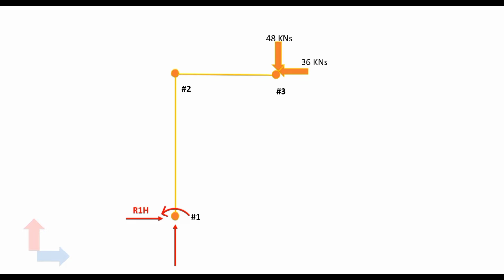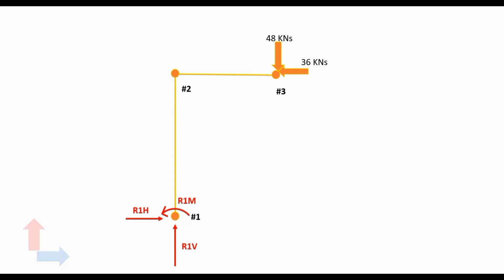We have named the horizontal reaction as R1H, which would mean the horizontal reaction at node number 1. The vertical reaction as R1V, which would mean the vertical reaction at node number 1. And the moment reaction as R1M, which would mean the moment reaction at node number 1.